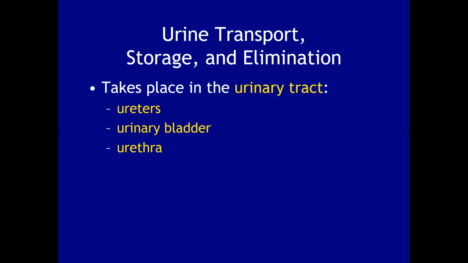So how do we get this urine that was made due to the process of excretion through the urinary tract and remove it from the body? The urinary tract is composed of your ureters, your urinary bladder, and the single urethra. Remember, there are two ureters.